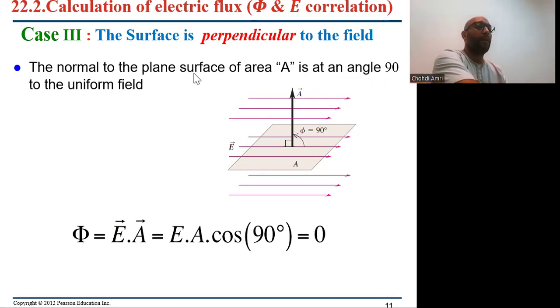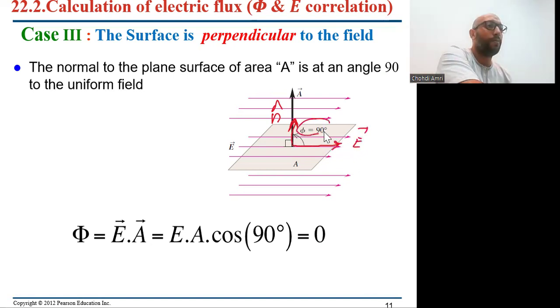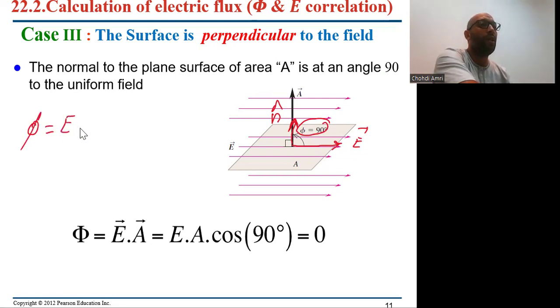Okay, this is the vector area, and this is the normal vector. What's the angle between the normal vector and the electric field? Of course, it's 90 as mentioned here. So what will be the electric flux according to the last expression, EA cosine theta? It will be EA multiplied by cosine 90, sorry, cosine 90. Cosine 90, as you know, is 0. So the electric flux in this case is 0.